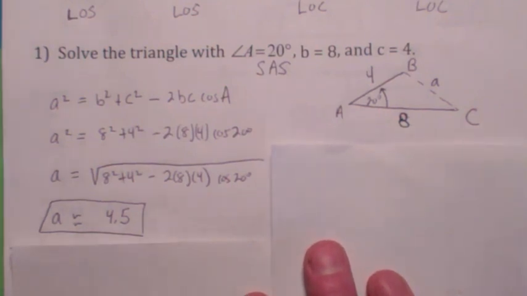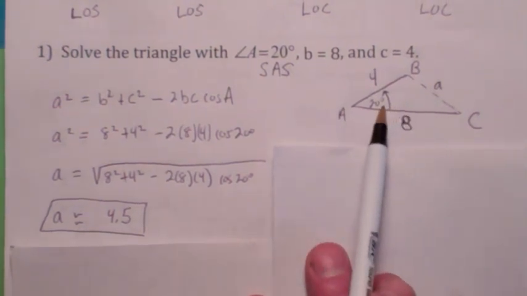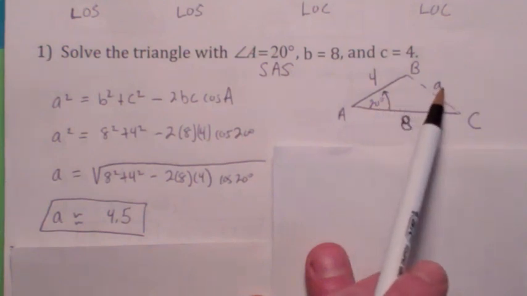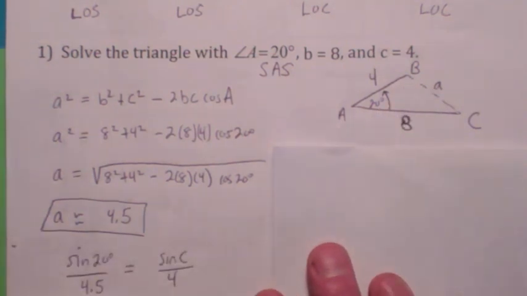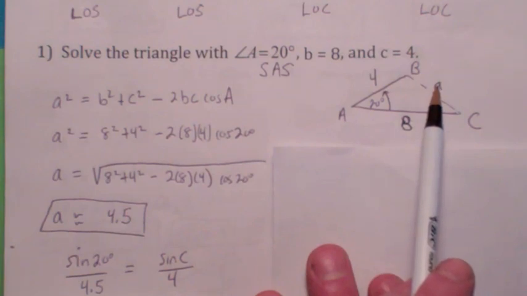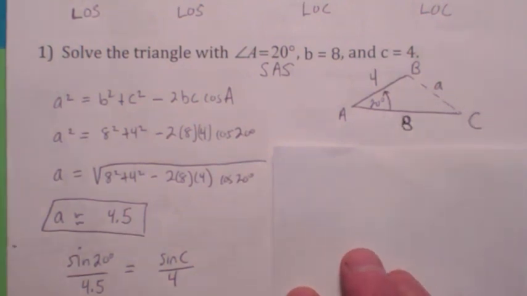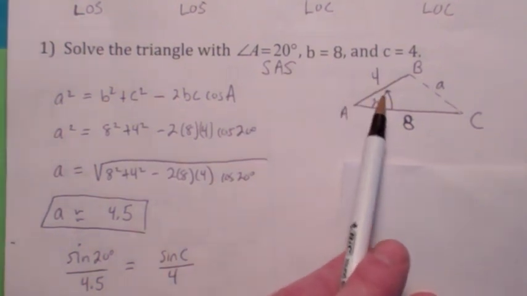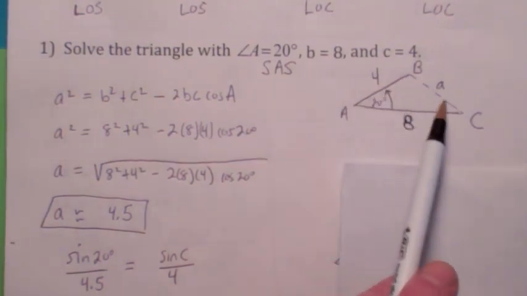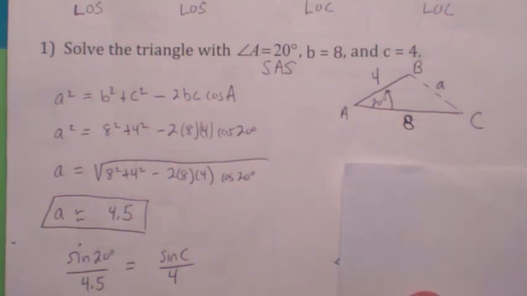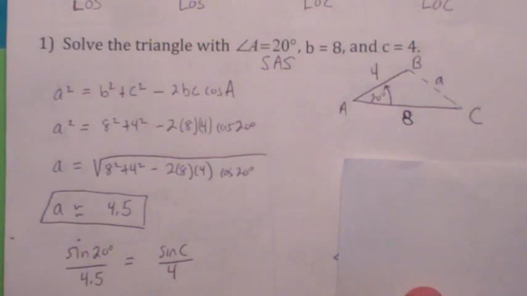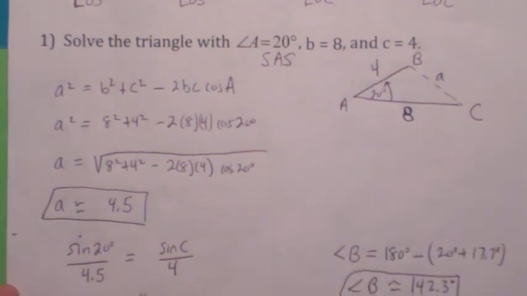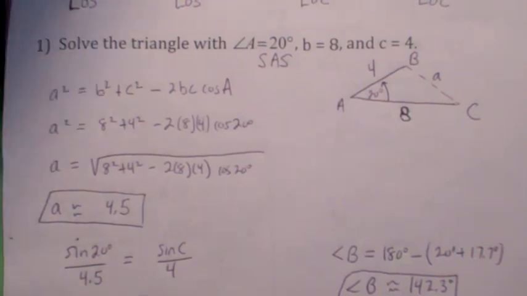We're not done. But now that you found a is 4.5, you could use the law of sines to find, say, one of these angles. You could say sine of 20 over 4.5 is equal to sine of C over 4. There's only one possible triangle. Since the side opposite C is so short, you know that this has to be an acute angle, so you're going to use the one in the first quadrant. When you take the inverse sine, you get 17.7 degrees. And then B would be 180 minus the first two, so B is 142.3.